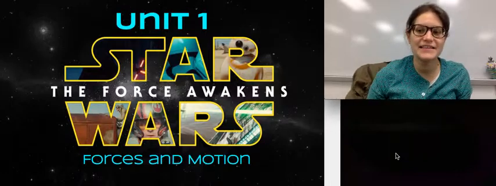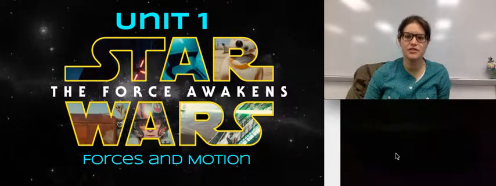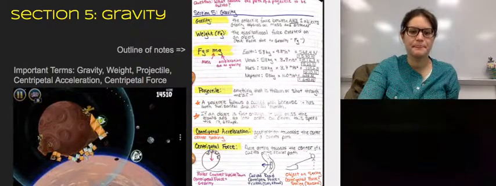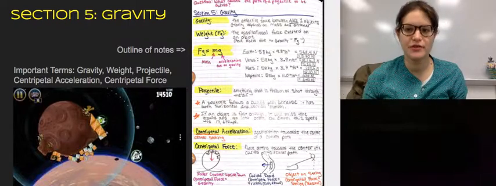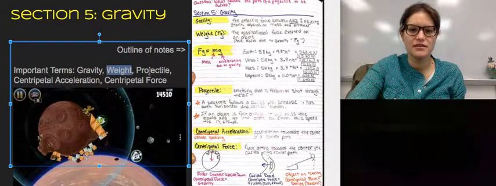This is the last section. This is section 5 of our unit on forces in motion. Section 5 is about gravity. The important terms that you're going to need for this section are gravity, weight, projectile, centripetal acceleration, and centripetal force.